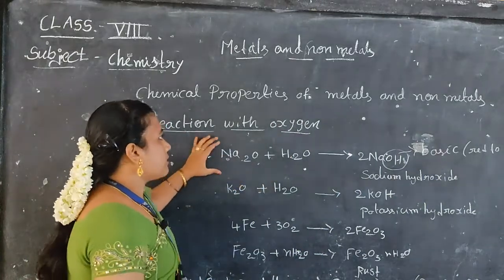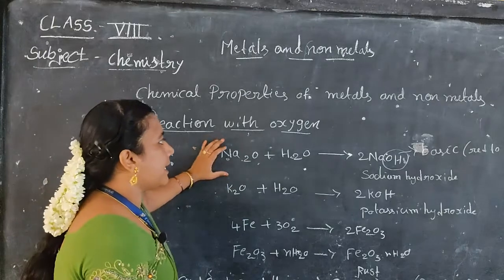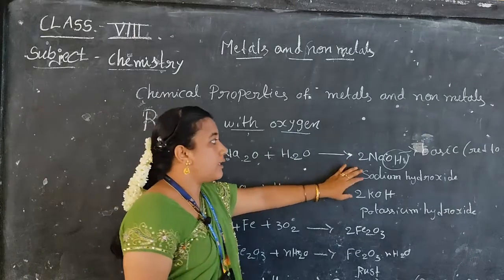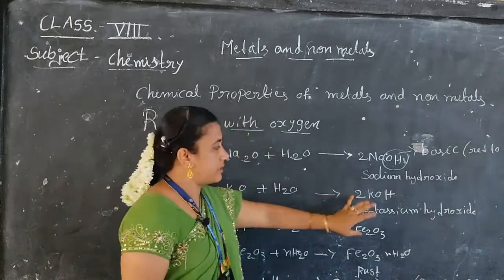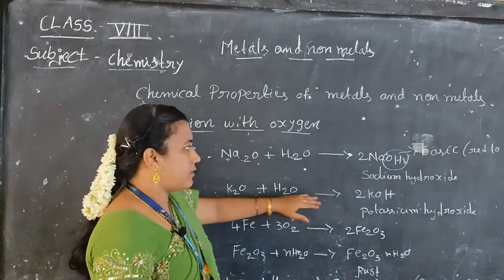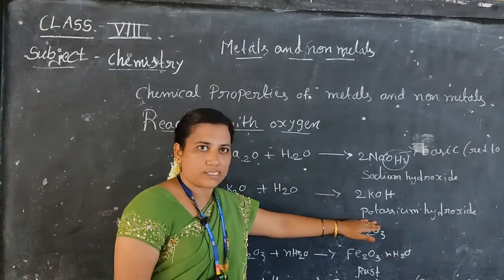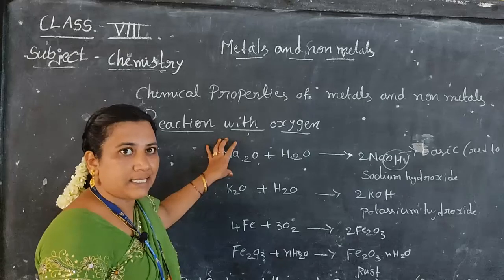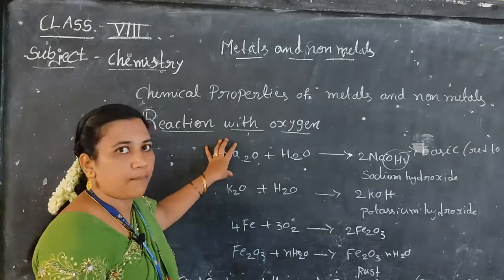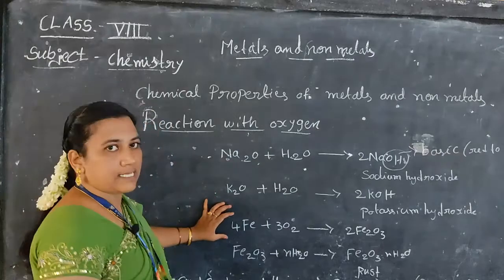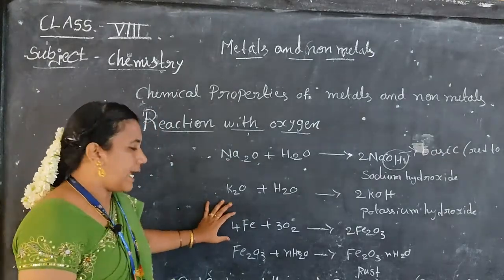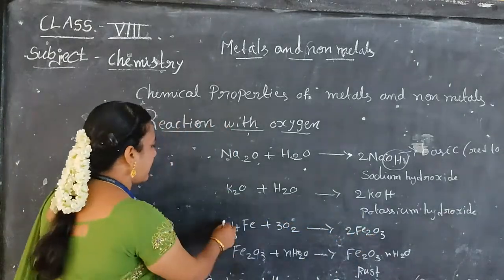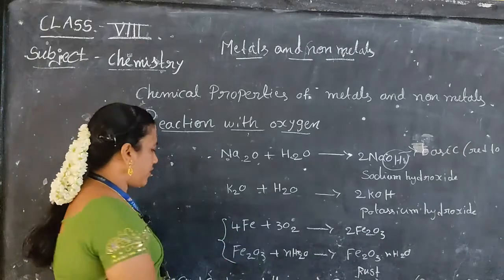So when metal oxides react with water, they produce basic compounds, such as sodium hydroxide and potassium hydroxide. Potassium oxide reacting with water produces potassium hydroxide. So from this we can say metal oxides are basic in nature. Coming to another example, iron. When iron reacts with oxygen, it forms iron oxide. This example is the formation of rust. Rust formation, yes or no?